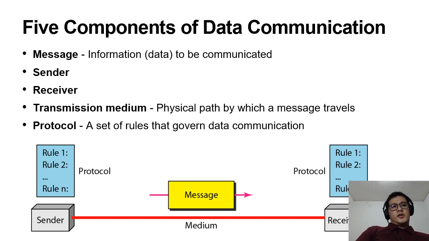So when we see this picture, when the sender sends a message to a medium, there are so many rules, rule 1 until n, with the protocol. Then it is sent to the medium, and the medium forwards it to the receiver. So the receiver will decode the message to the original one. A protocol is a set of rules that govern data communication.